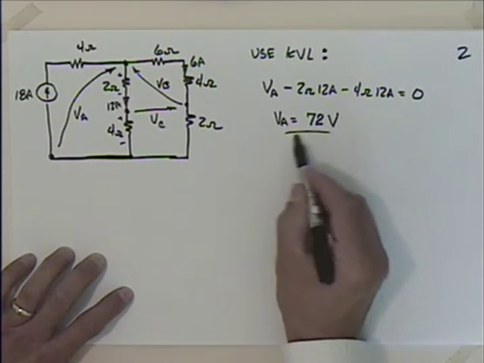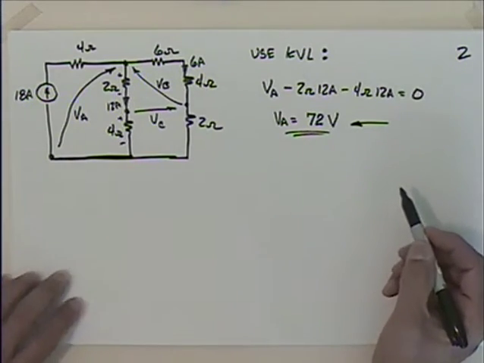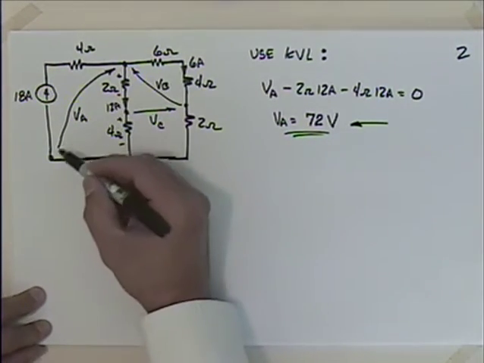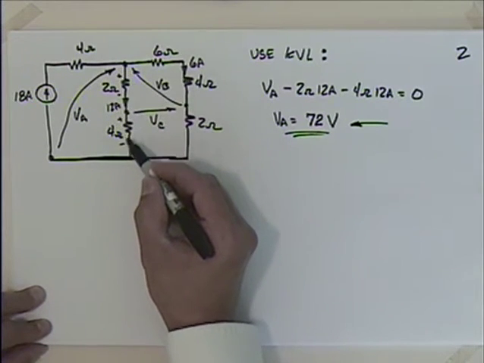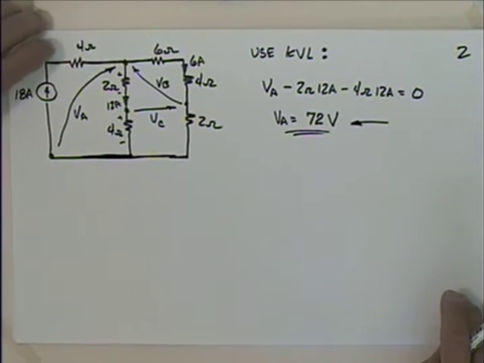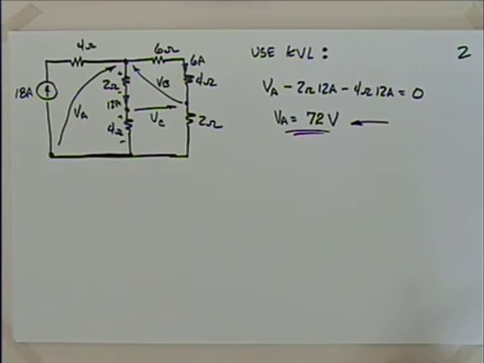72 volts. Okay. And really what we've done is kind of played this chutes and ladders game. I came up this VA, and then I dropped down there, and I dropped down there, and I know I had to get back to the same point. Okay.